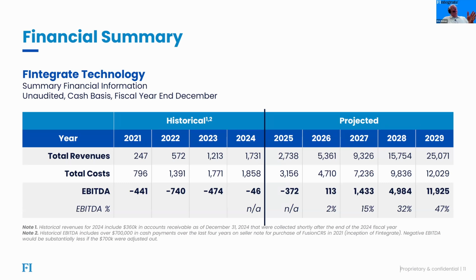We've almost doubled revenue every year since I bought the company. We reinvested a lot of money back into the people and the products. It's worth noting that almost $700,000 of the EBITDA in 2024 and previous years went towards payments for the original company. So we're basically break even at that point.